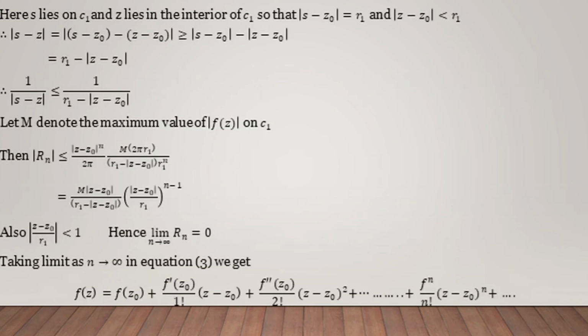So by taking the limit n tends to infinity, we get Rn equal to 0. So in that third equation, by taking the limit n tends to infinity, we get the Taylor series expansion. That is f of z equal to f of z naught plus f dash of z naught divided by 1 factorial into z minus z naught plus f double dash of z naught divided by 2 factorial into z minus z naught the whole square plus etc. plus f of n divided by n factorial into z minus z naught the whole power n plus etc.